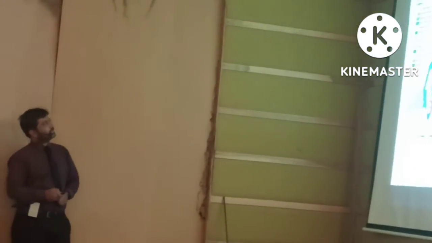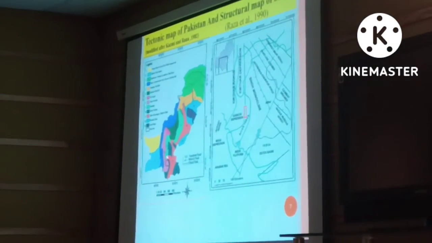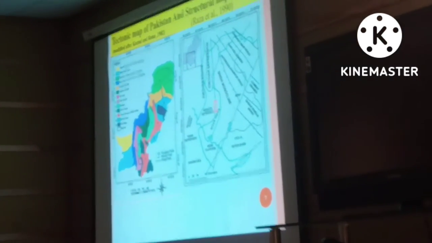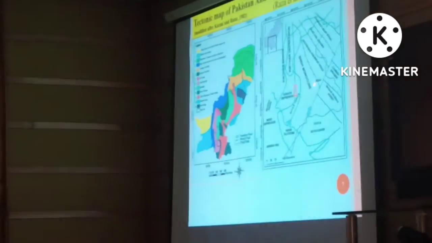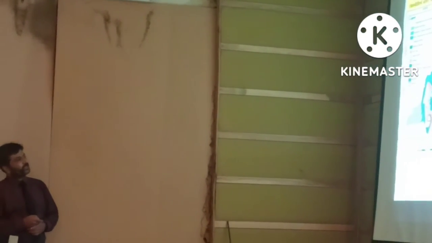These are the maps: one is showing the tectonic map of Pakistan, the other is the structural map of the Southern Indus Basin. The study area is highlighted here. The major tectonic element is the Kirthar Fold Belt, and the Lucky Range is part of the Kirthar Fold Belt. So the study area is marked here, and in this map, it is marked by this red rectangle. Other prominent structures in this area are the Kirthar Depression, Kirthar Range, and Jacobabad high. These are the prominent features in the nearby study area.